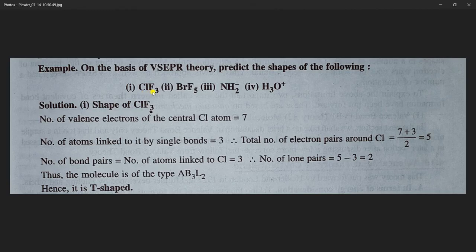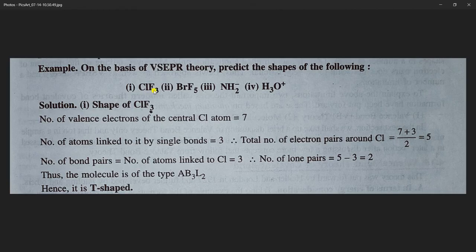So just look at the molecule ClF3. Here the central atom is chlorine, and 3 atoms of fluorine are attached to the central atom. That means 3 bond pairs are present. So just looking at the formula of the molecule, you can predict how many bond pairs are present. So 3 bond pairs are present.